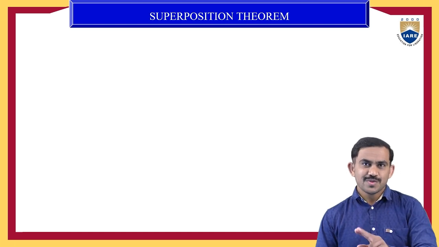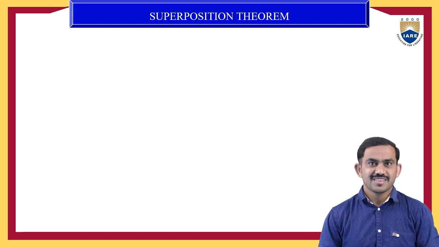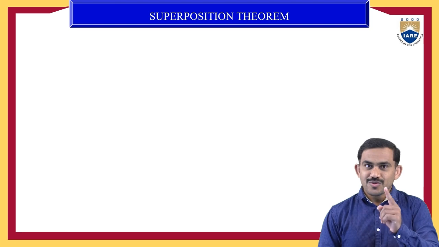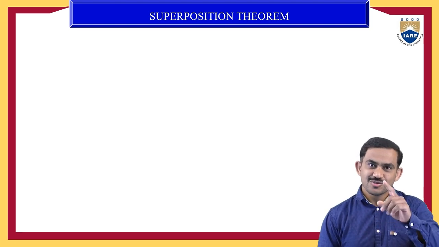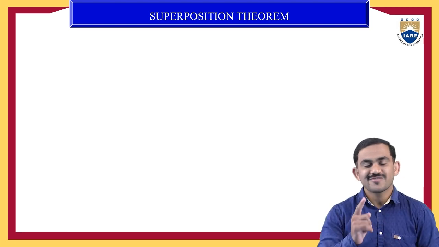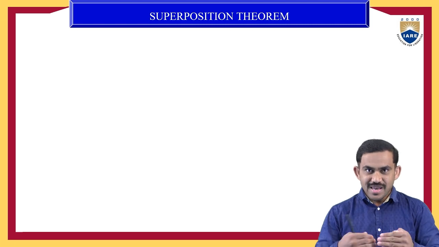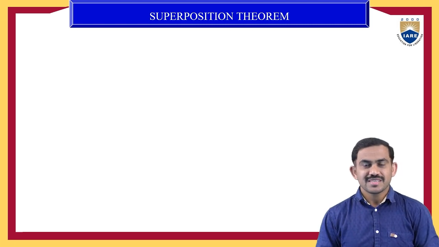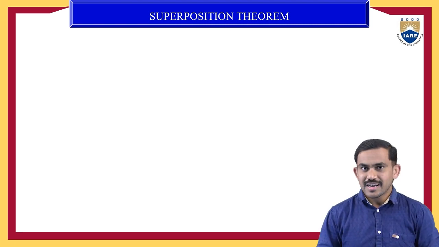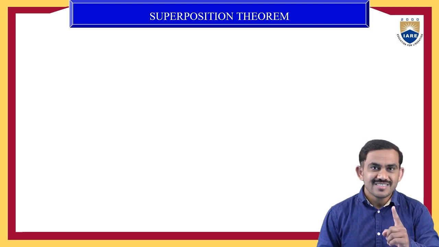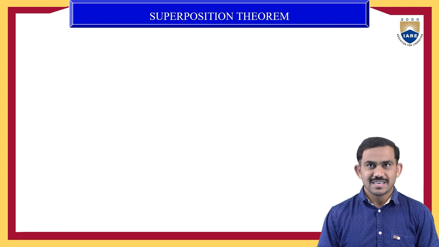Before going to the superposition theorem, I have one logic for this. In cricket we have a super over. Super over means we have only one over. Same as here, superposition theorem means if any circuit has two or more sources, then we need to use only one source at a time. So we'll go for the statement.